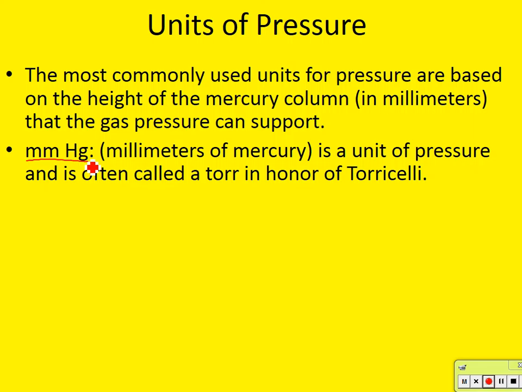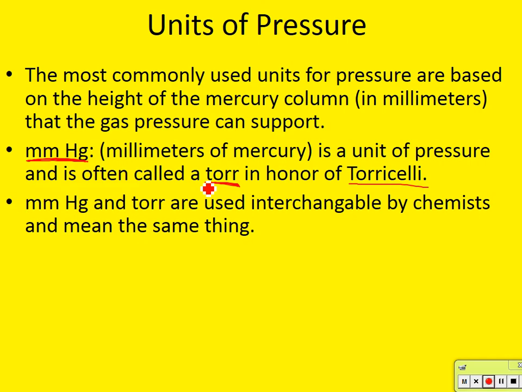What did Torricelli invent, guys? The barometer. So to kind of honor him, they also call it a torr. So millimeters of mercury and torr are different units of measurement for pressure. Millimeters of mercury and torr are used interchangeably by chemists. They mean exactly the same thing. So if you have 100 millimeters of mercury, how many torr do I have? 100. Okay, these units are the same. And that's something we're going to have to remember.